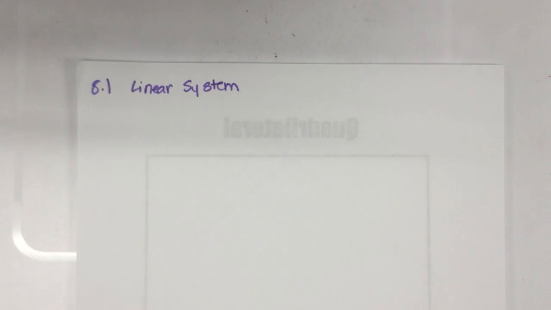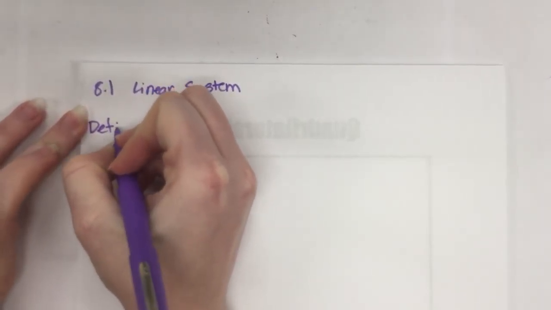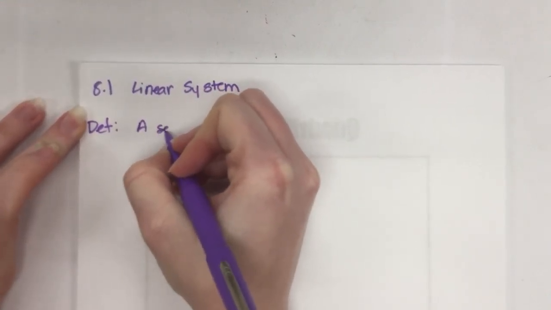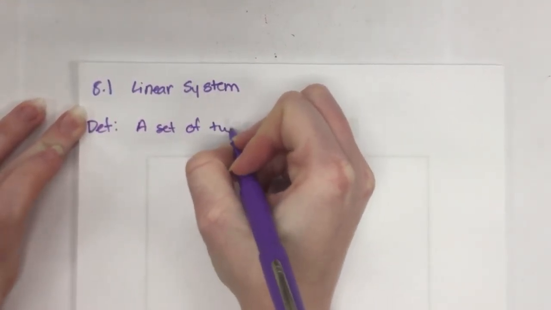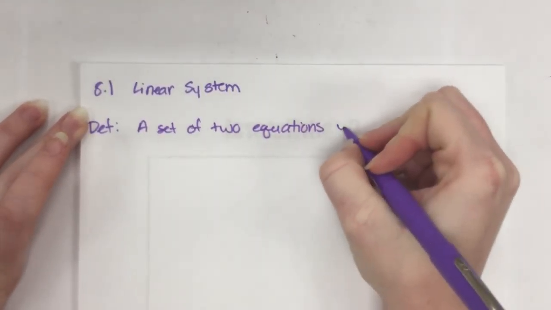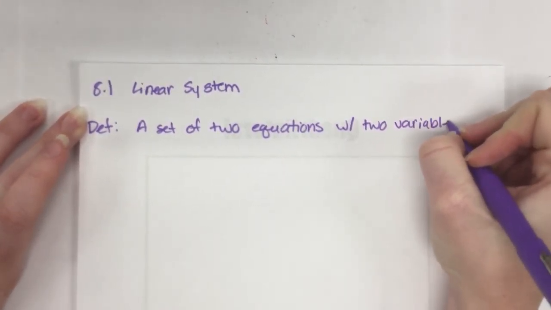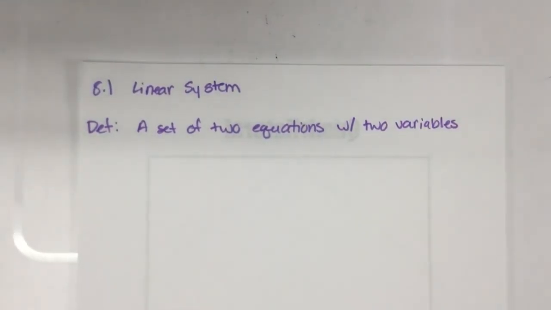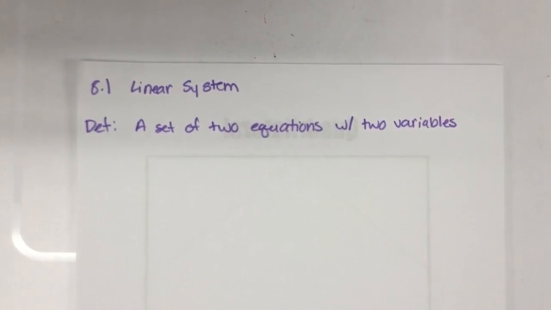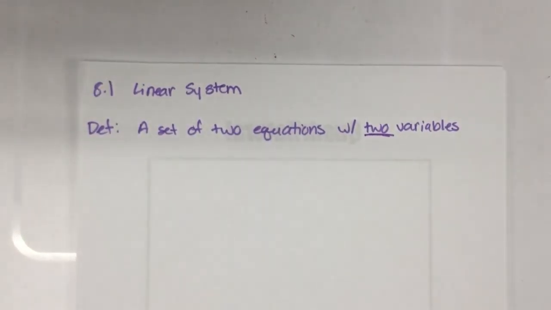Okay, so we're going to be doing linear systems. The definition of a linear system is just a set of two equations with two variables. I highly doubt they would ever give you more than two equations because that would just make it that much easier to solve. But yes, you will always have two variables. That's the key thing that defines a linear system: there's two variables, an x and a y.